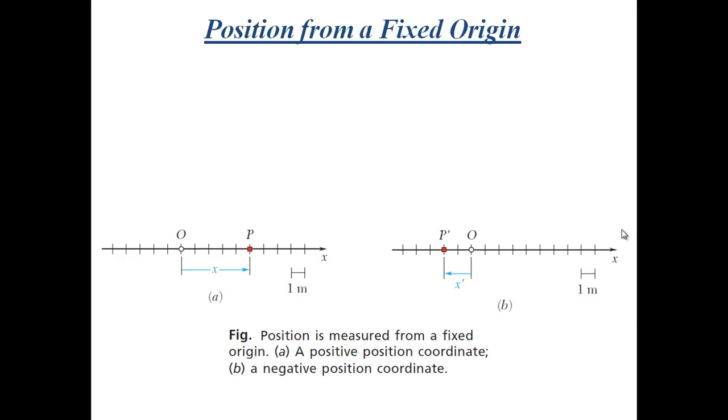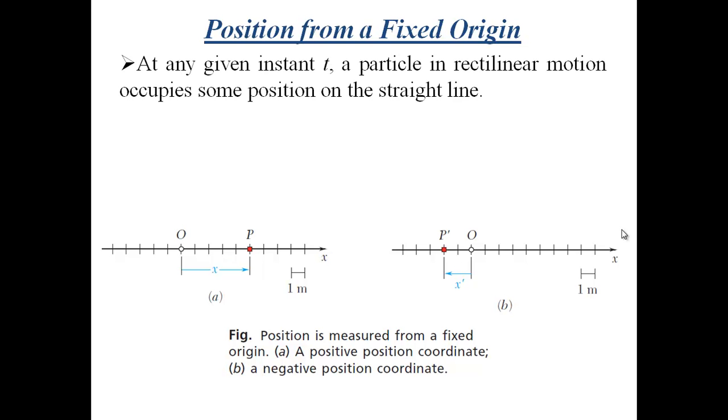Next is position from a fixed origin. Go through this diagram, A and B. Take O as the origin and P as the moving point. At any given instant t, that is time, a particle in rectilinear motion occupies some position on the straight line. That is very general. So based on the time, the particle will occupy some position on the straight line.